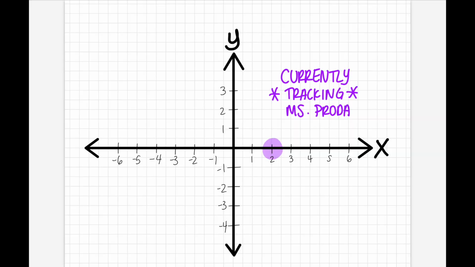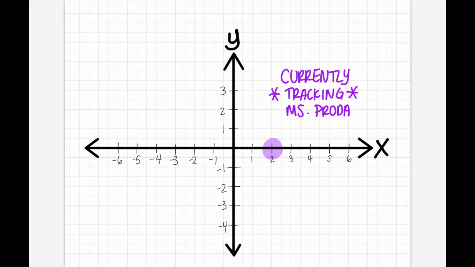Here's the tracker. Miss Proto ran 2 units to the right to get to 2 on the x-axis. Next, Miss Proto has to go to the y-coordinate of -4. I'm going to ask you the same question that I asked earlier. Will Miss Proto have to run up or down? Remember, this is a negative number. That should help you with your answer.